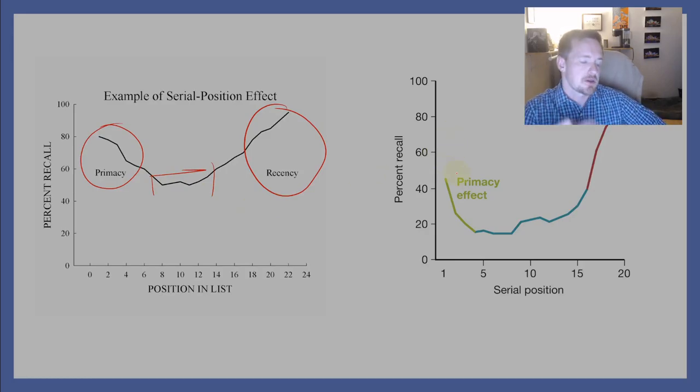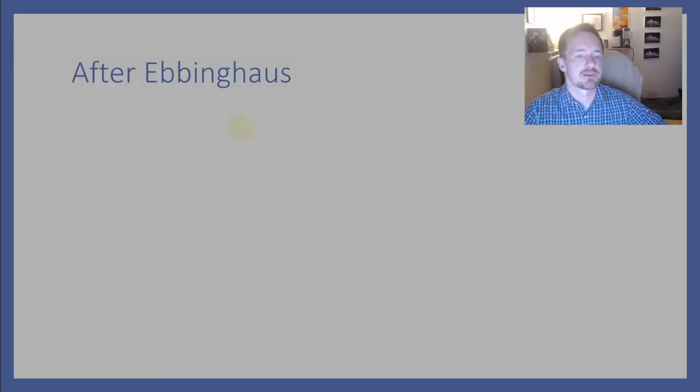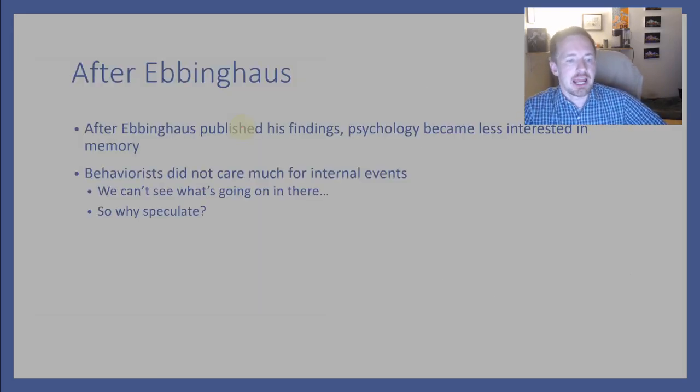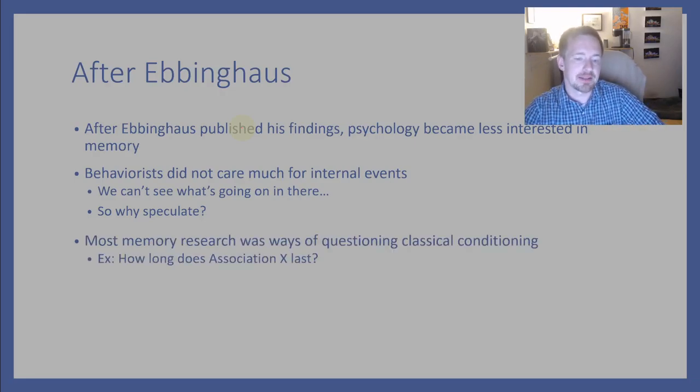So Herman Ebbinghaus discovered this back in the 1800s, and it wasn't until the 1960s and 70s that American psychologists really started studying this, largely because that wasn't until cognitive psychology really kicked in. After Ebbinghaus in the 1800s, the reason why it took a long time for this research to get picked back up in the 60s is because behaviorists really didn't find this to be an interesting route of investigation. They can't really see inside the mind, so why speculate about these internal mechanisms about limitations? So why speculate on that stuff?